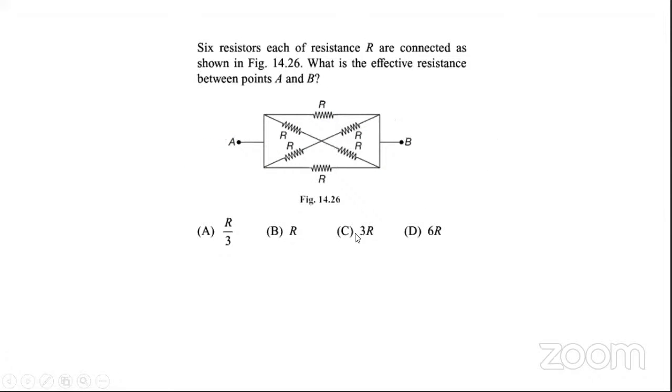The first question is on your screen. Six resistors, each of resistance R, are connected as shown in this figure. What is the effective resistance between points A and B?